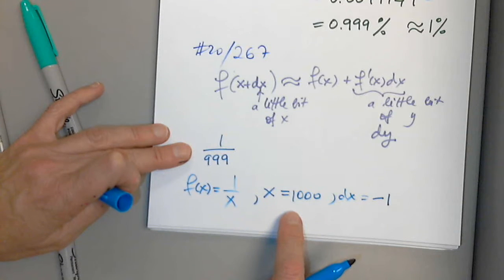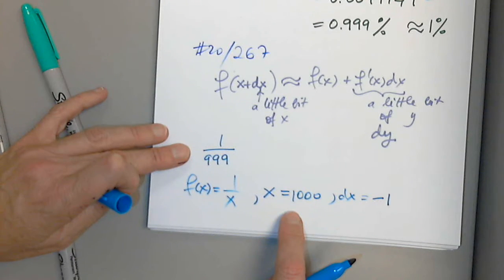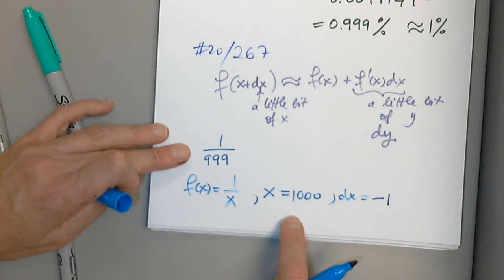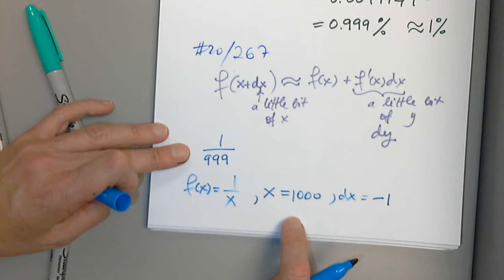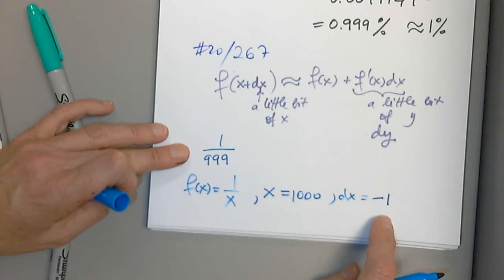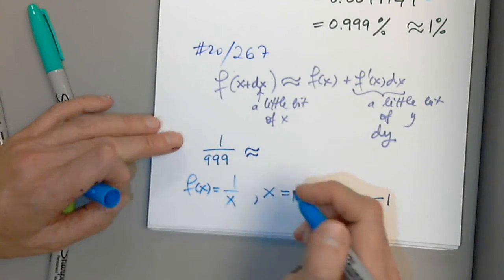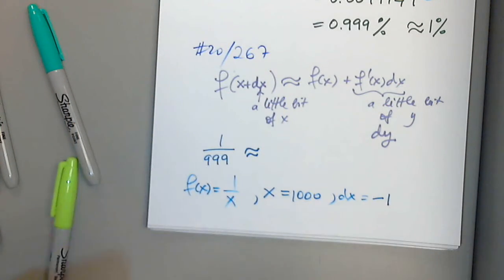The nice number is 1000. Because if you tell me divide 1 by 1000, I'll say 10 to the -3. I'm done. I don't have to divide anything. The problem is if you ask me to divide by 999, and dx is -1. So now please tell me what to write. Just mimic this and tell me what to write.